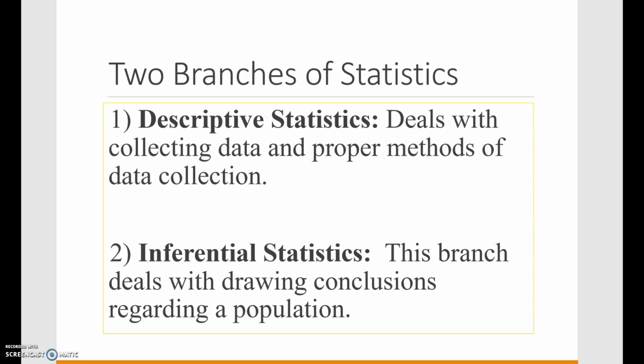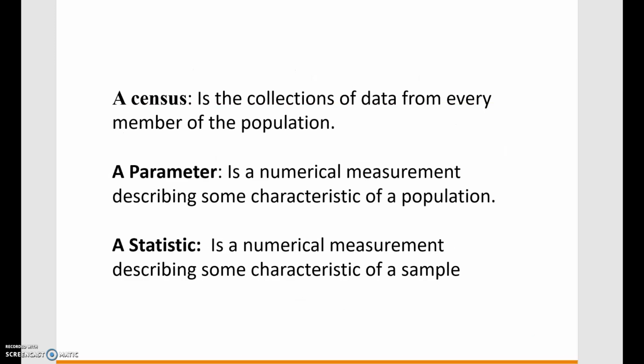Now, let's talk about the branches of statistics. For the majority of our class, we're going to be talking about inferential statistics. That means that we're going to be given data. Based on the data, we're going to be drawing conclusions about the population. And descriptive statistics deals with proper ways of data collection. So in summary, there's basically two branches. Descriptive deals with how we conduct studies, and then once we have the proper data, inferential deals with creating inferences on the population. Let's go to the next one.